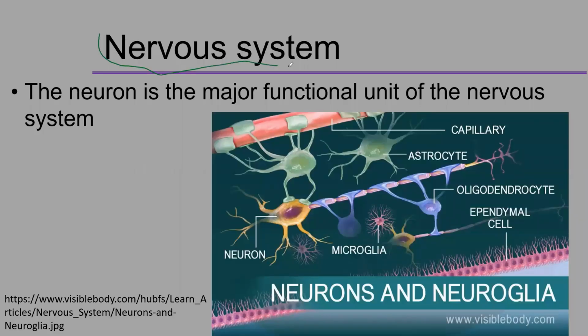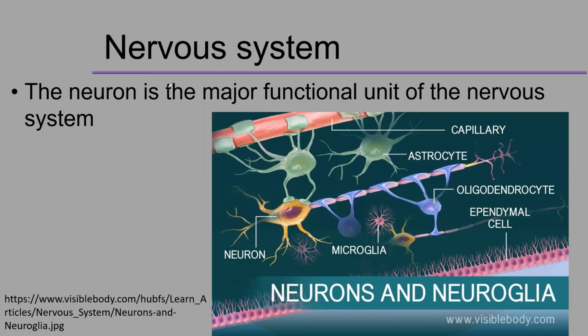Nervous system. We'll start our discussion on the nervous system. This is an introductory class. In the nervous system, the major functional unit is the neuron. The neuron is the major functional unit of the nervous system.